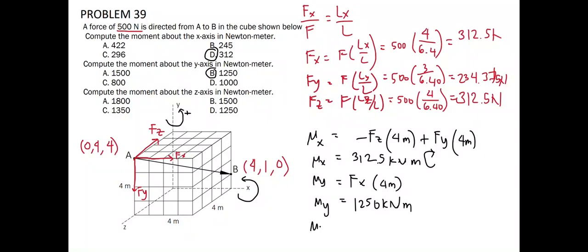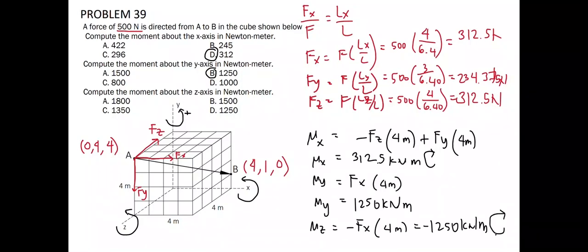And to solve for the moment acting about the z-axis, notice that only Fx could induce a rotation about the z-axis. Let's consider counterclockwise to be positive. We have negative Fx that induces a clockwise moment times the moment arm distance of 4 meters. You can solve for Mz. It is equal to 1250 newton meter, and it is negative, which means that it acts in the clockwise sense. And that is letter D.